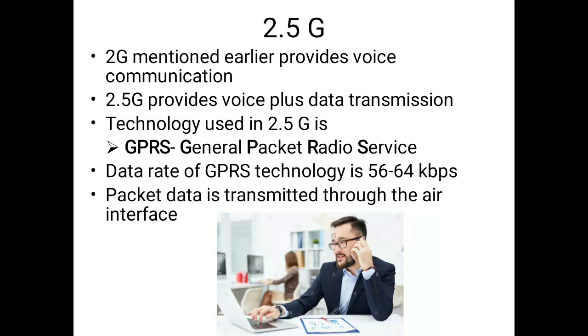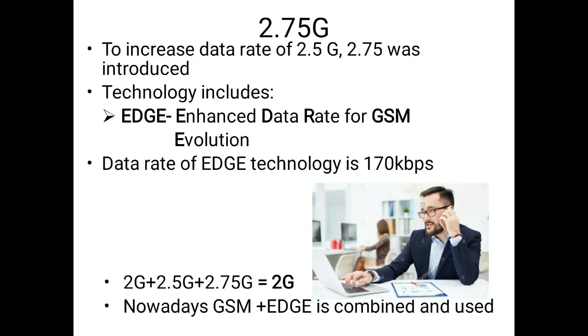Coming to 2.75G, to increase the data rate of 2.5G, 2.75G was introduced. This technology includes EDGE, which is nothing but Enhanced Data rates for GSM Evolution. Here the data rate is increased up to 170 kbps. Hence we could see the growth of mobile technologies in the second generation itself, where the data rate is increased from 64 kbps to 170 kbps. So all these technologies, that is 2G, 2.5G and 2.75G, using the technologies GSM, GPRS and EDGE, are called 2G technologies. Since we are in the era of mobile technologies where we need both voice and data transmission, nowadays we are using GSM combined with EDGE technology.